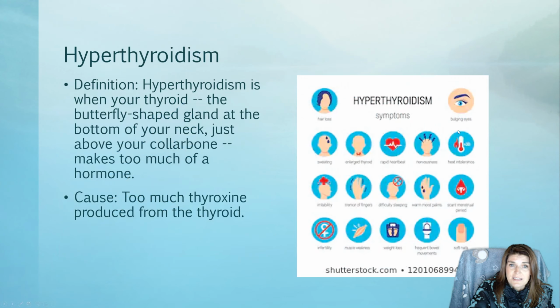Hyperthyroidism is the flip side. This is when this little gland at the base of your neck is making too much thyroxine from the thyroid. So too much.